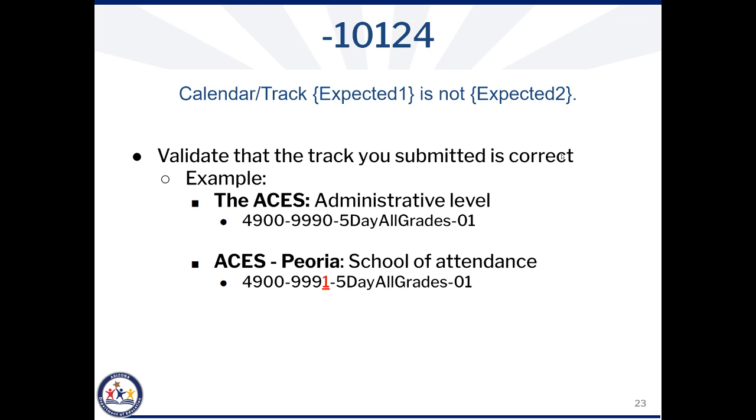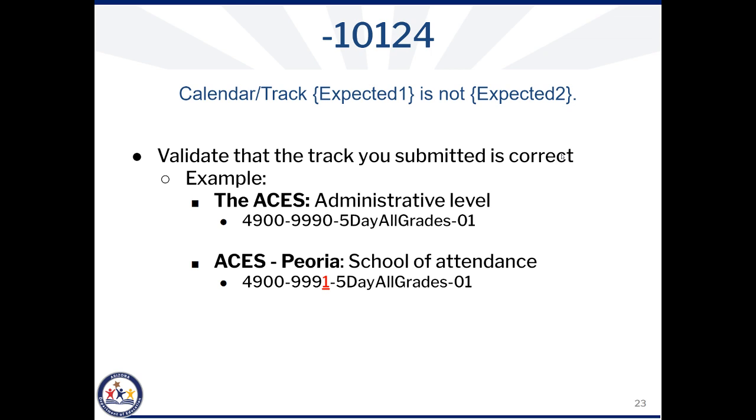And this was a new one, but not a surprising one that I had seen for this year. I actually needed a little bit of help from my friends here to understand what this error was. So this one is 10124. It's regarding a calendar/track expected is not expected to. And when it has those little brackets there with "expected one," that's a dynamic message. So you likely wouldn't see that "expected one." You would see exactly the calendar code that it's referring to.